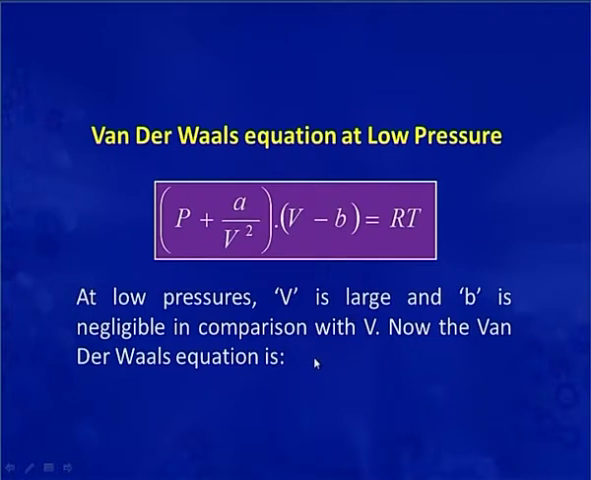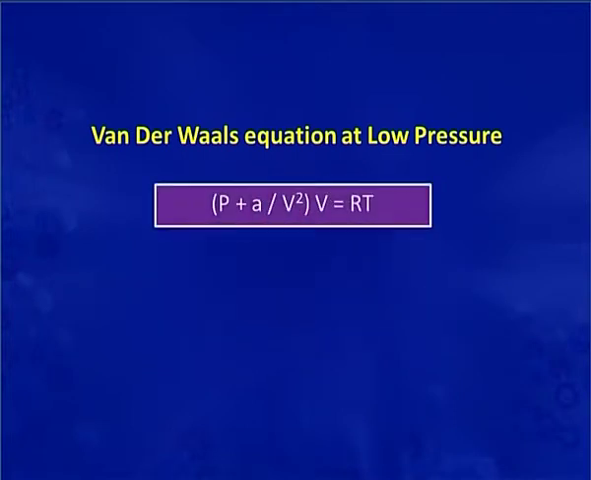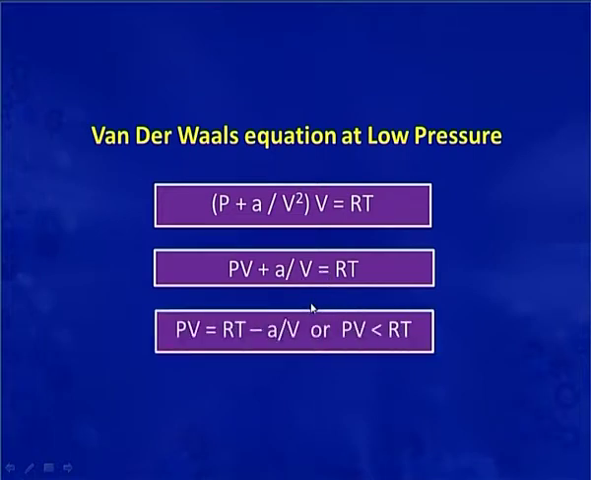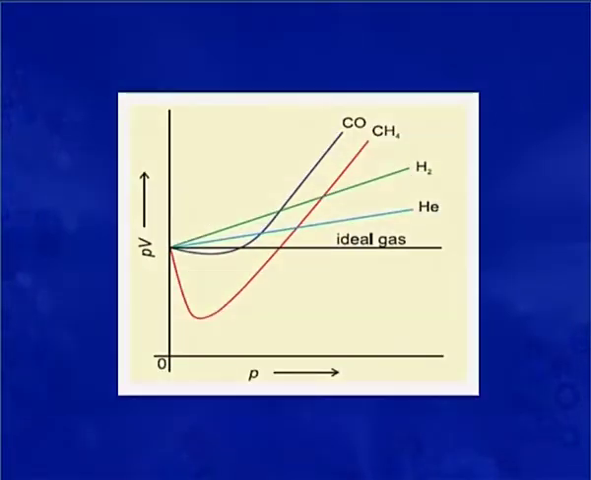So, now the van der Waals equation will be (P plus A by V squared) into V equals RT, and then you can write it like this: PV plus A by V equals RT. Then you can write it as PV equals RT minus A by V. So, it is written as PV is less than RT here. So, from this graph, this accounts for the dip in this PV versus P isotherm at low pressure.